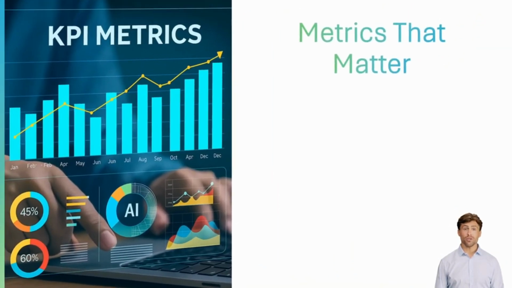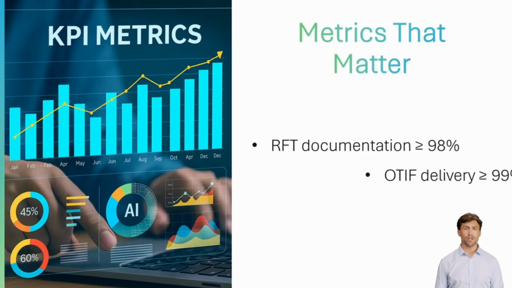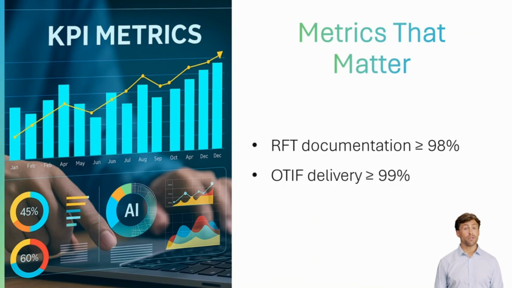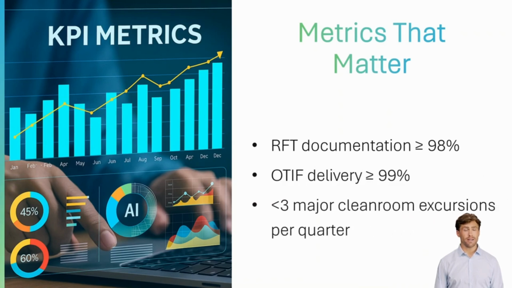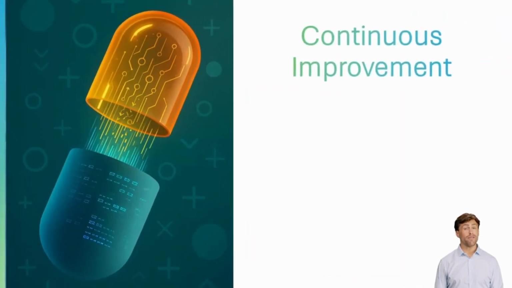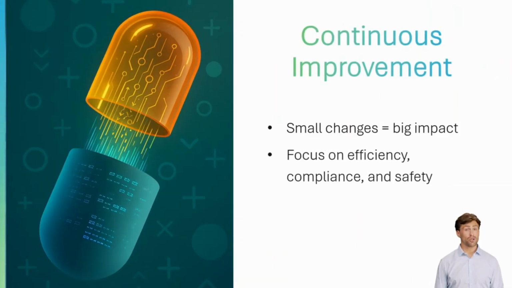To measure success, you track things like right first-time documentation, on-time in full delivery, clean room environmental data. These numbers show how the system is working and where you can improve. Even small changes make a big difference. Swapping paper logs for digital, updating workflows, or improving a transfer step can all add up. One change might save a minute per batch. Multiplied over the year, that's real impact.